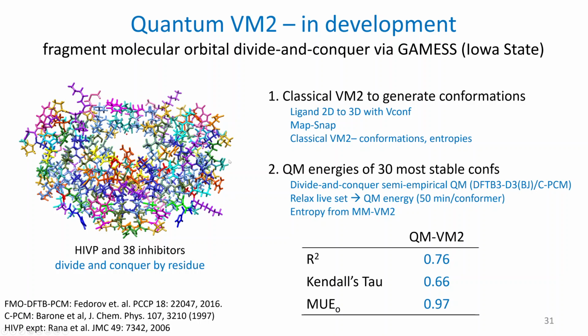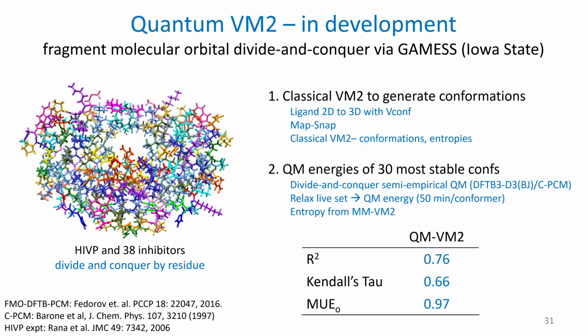What I'm going to show you actually are results, again, for the set of HIV protease inhibitors from University of Massachusetts. So again, we do a ligand 2D to 3D calculation with our vconf software. We use MapSnap to map each of these ligands onto the bound pose of the known crystal structure. And we use classical VM2 to get conformations and entropies of multiple poses. We then identify the 30 most stable conformers and run those through a more detailed QM calculation.